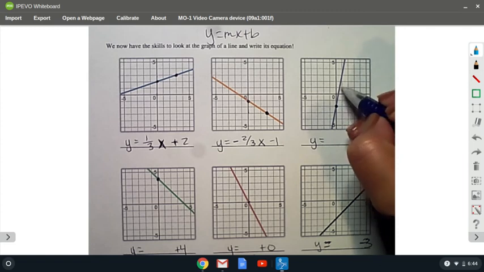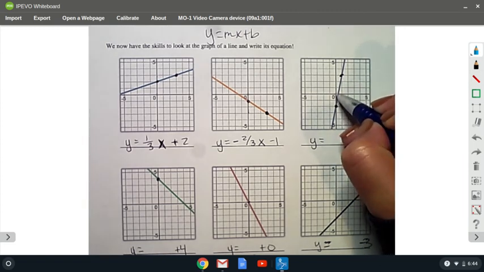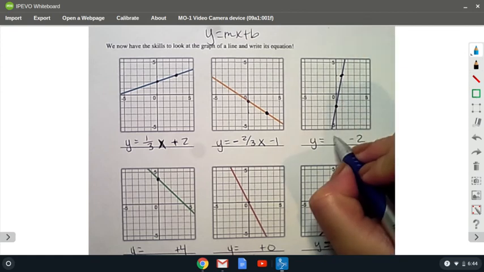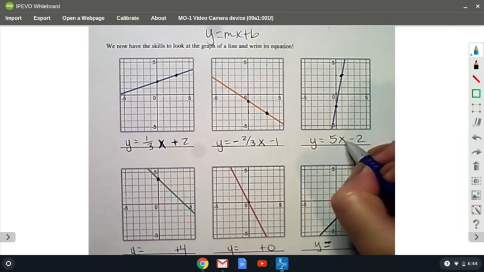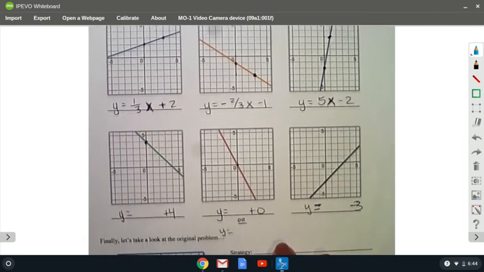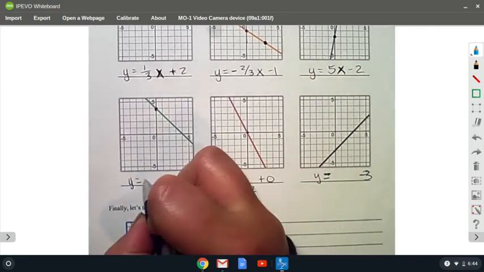This one is a positive slope. My next definitive point is here. It appears I'm going up 5 over 1, so my slope is 5. And I always need an x next to my slope. If you put it as 5 over 1, that's okay, but remember to simplify.